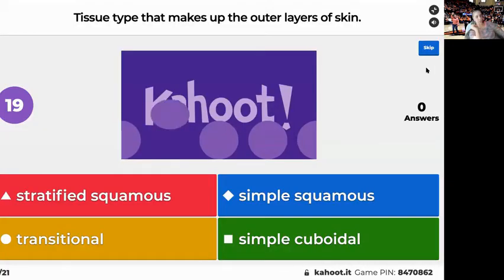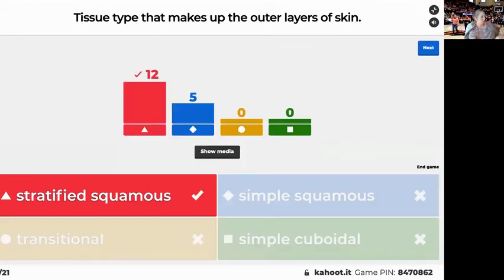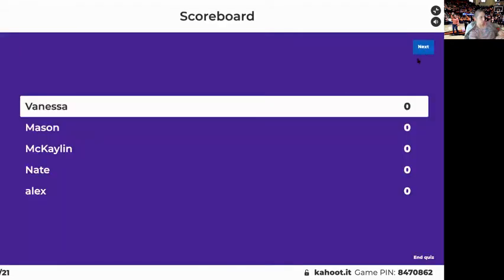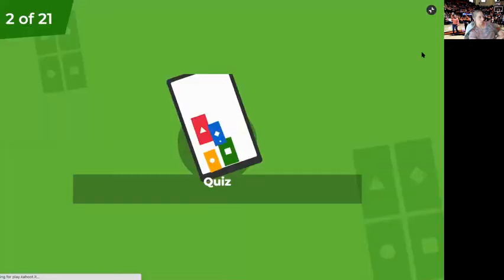So tissue type that makes up the outer layers of your skin. Yes, stratified squamous, having layers and then it gets flat as it moves up is your skin. There's only 2, simple squamous and stratified squamous, that you need to know for that section.